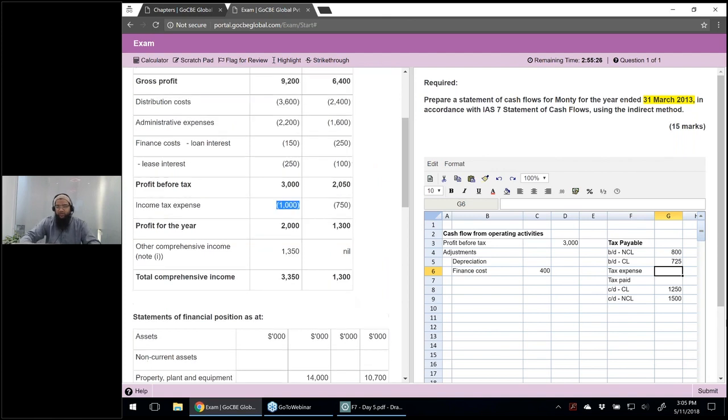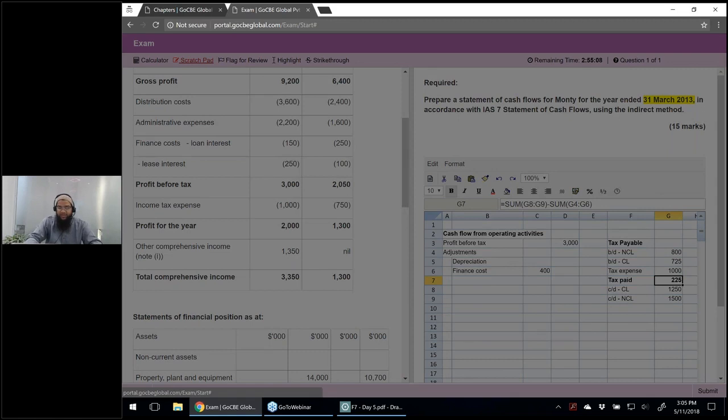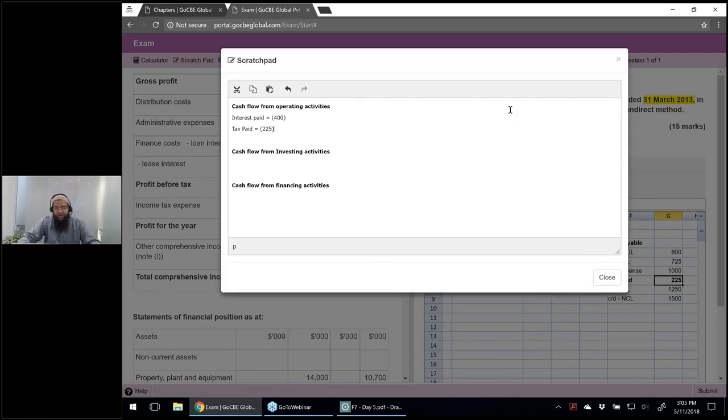So we'll be writing 1000 over here. This way we can calculate the balancing figure, the sum of carried down minus the sum of remaining values. So we have got a tax paid of 225. This tax paid will be taken to the cash flow from operating activities. So tax paid is equal to negative 225. We have written it on the scratch pad so that we can remember that these values are to be incorporated later on.